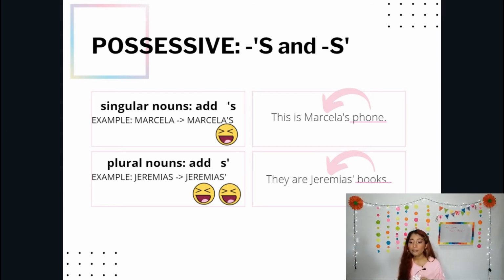Or if it is plural, for example, dogs. This is the dogs' toy. Este es el juguete de los perros, okay? Because it's plural, we're not going to add another s. You can look at this. So, paying attention to Jeremías' books, they are Jeremías' books, okay? Estos son los libros de quién? Jeremías, okay? We added just the apostrophe.